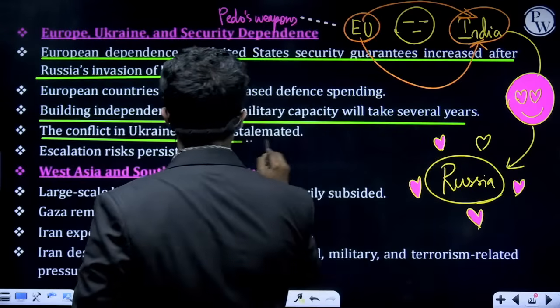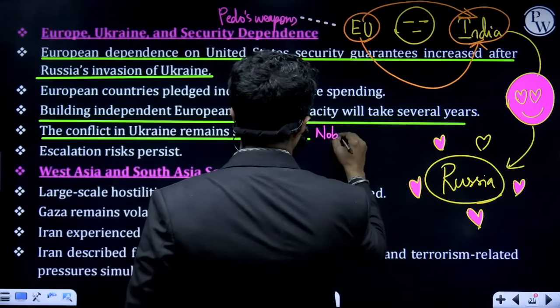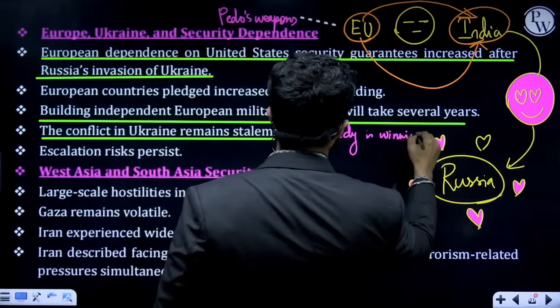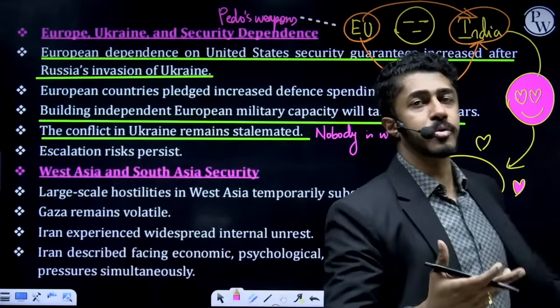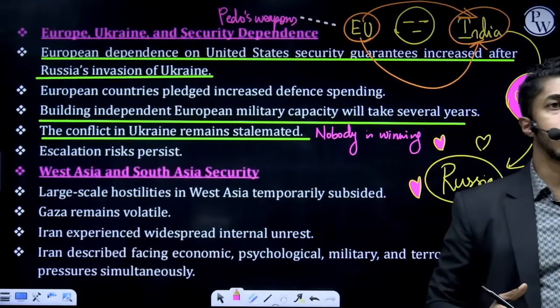The conflict in Ukraine remains stalemated. Stalemate means nobody is winning, neither Russia nor Ukraine. And right now, nobody cares also. Everybody is behind what is the next thing that Europe will do, Trump will do. All right.